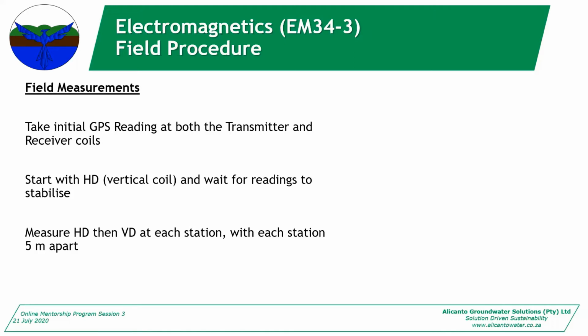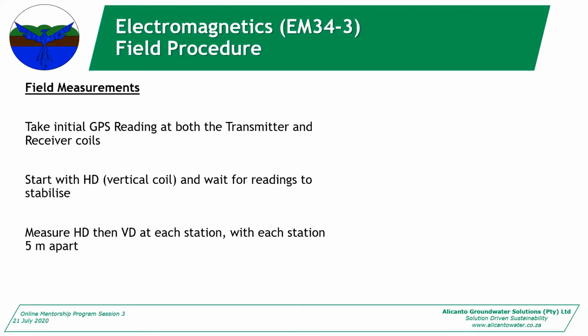When you do your field measurements, you take an initial GPS reading at both the transmitter and the receiver coils. Remember, these are 40 meters apart, and usually you take it at the one in front. That's preferable because your point one is there at the back, and at the front you've got 40 meters away. Then you go in 5-meter intervals.